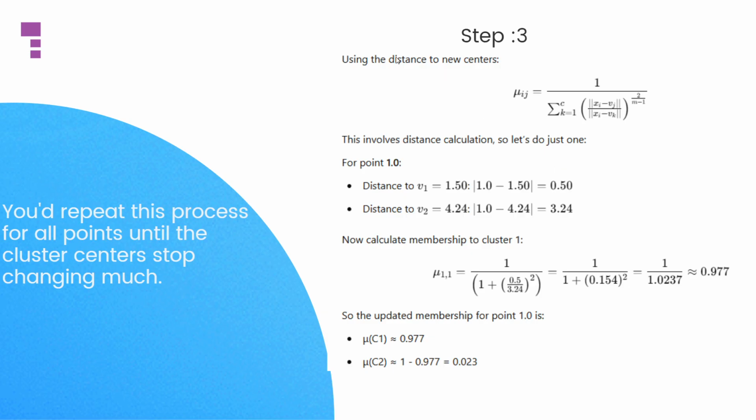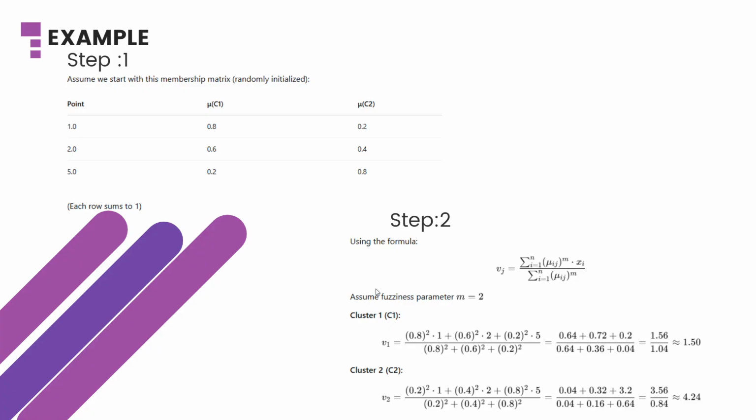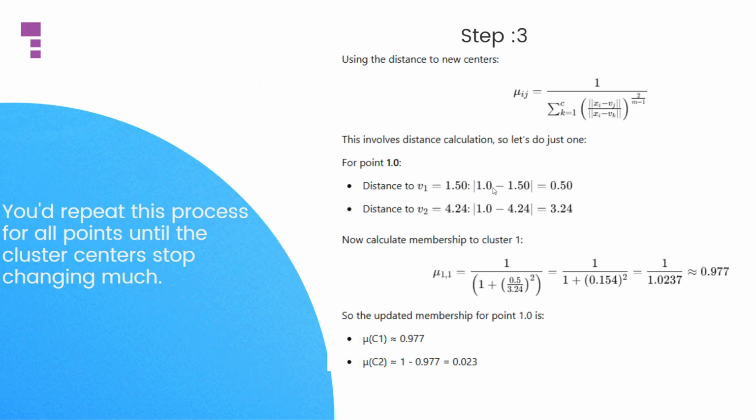We have to find the distances and then the new memberships. The formula is 1 divided by the sum over k equals 1 to C of (xi minus Vj divided by xi minus Vk) to the power 2 by (m minus 1). Here we are calculating for 1.0. The distance to C1 equal to 1.50 is 1.0 minus 1.50, which gives 0.50. Similarly, for cluster C2 at 4.24, 1.0 minus 4.24 gives 3.24. Now we have to calculate the membership to cluster C1.